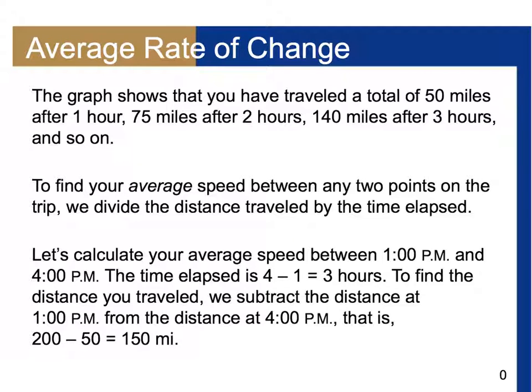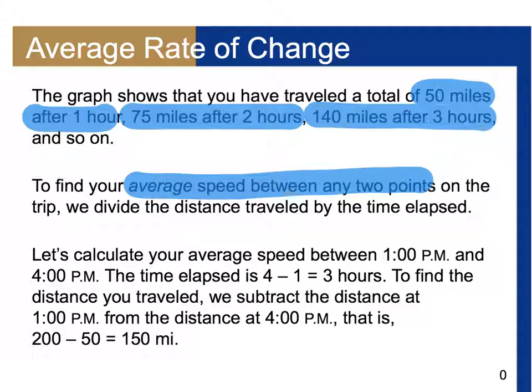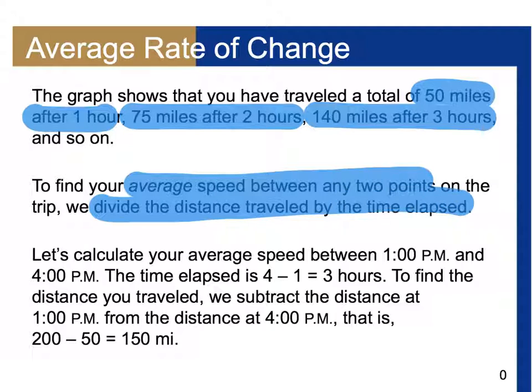So based on that graph, we have traveled a total of 50 miles after 1 hour. We did 75 miles after 2 hours. That would be our S value there. And 140 miles after 3 hours. Okay. If we want to find our average speed between any 2 points on the trip, we divide distance traveled by the time elapsed. Okay. So it's basically your slope there.